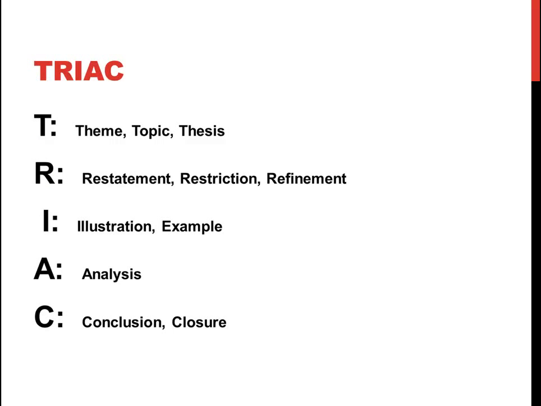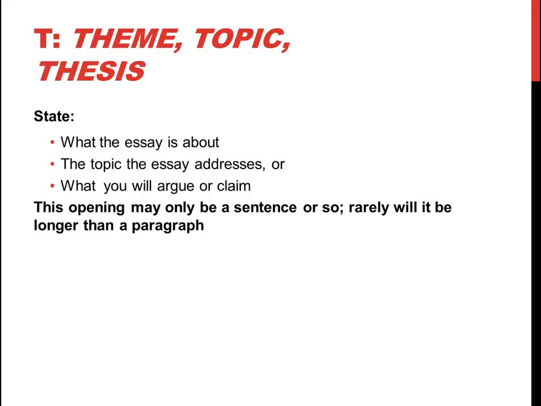The T is your theme or your topic or your thesis. That's your big idea, your general idea. The R is a restatement or a restriction or a refinement. The I is an illustration or an example. This is your support. The A is analysis. That's when you talk about how your support is important. And then C is your conclusion or your closure. Now, what you need to think about is how these work in both your larger essay or within your paragraphs.